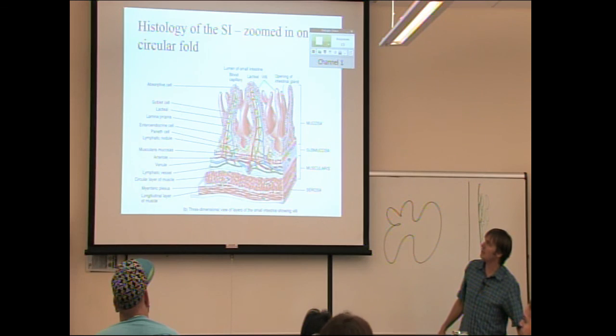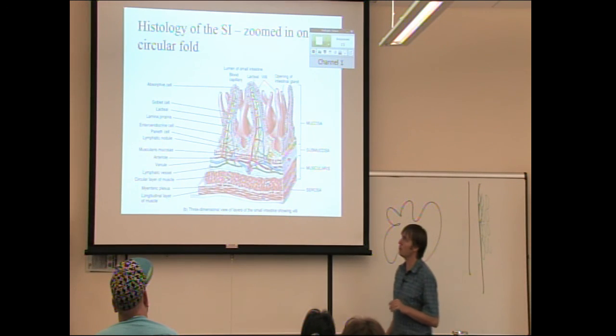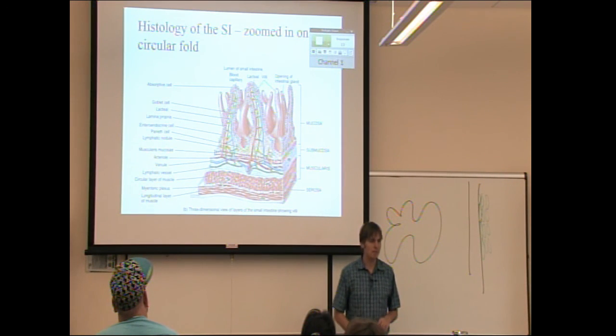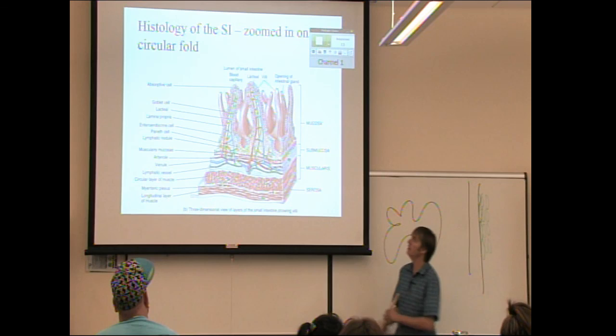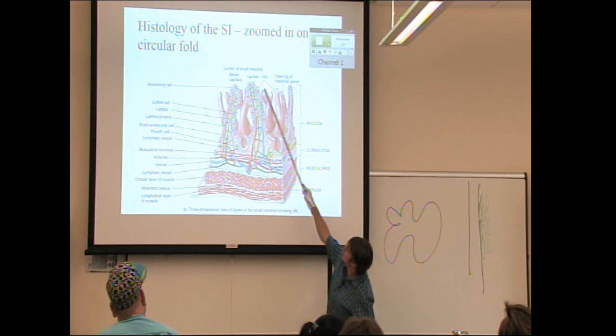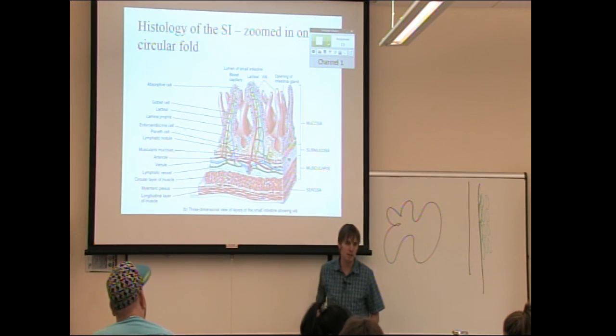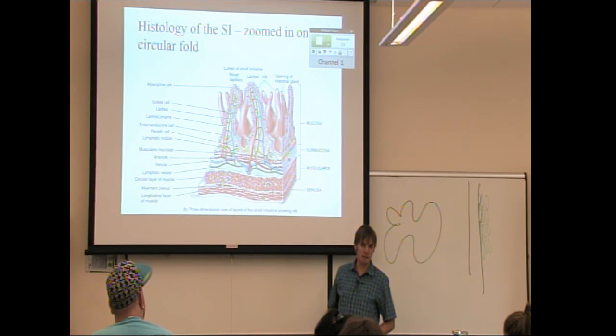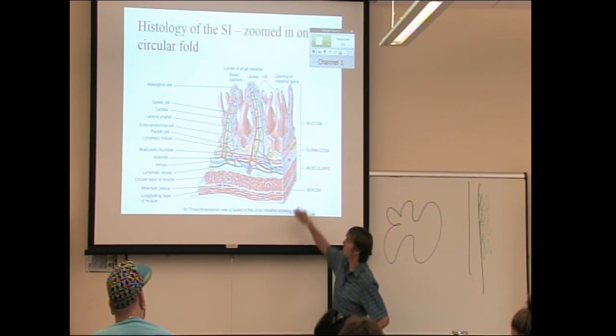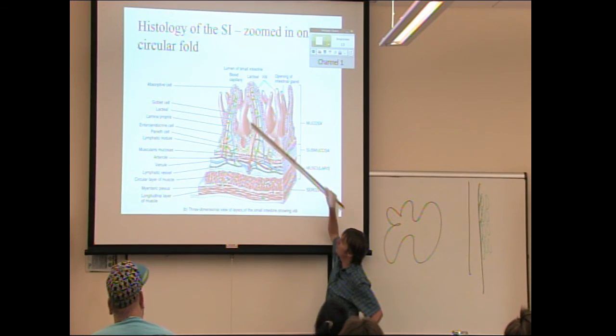And then if you even zoomed in on one of those folds, even those folds aren't flat. If you look under the microscope, you'd see what are called villi sticking up all over the place, which also increases the surface area. Because now instead of this flat surface, you've got all these pieces sticking out.